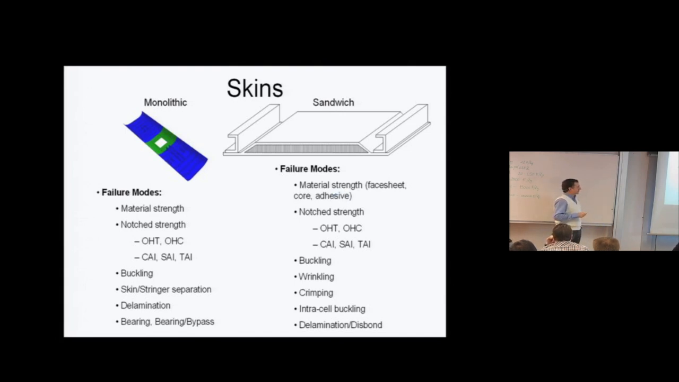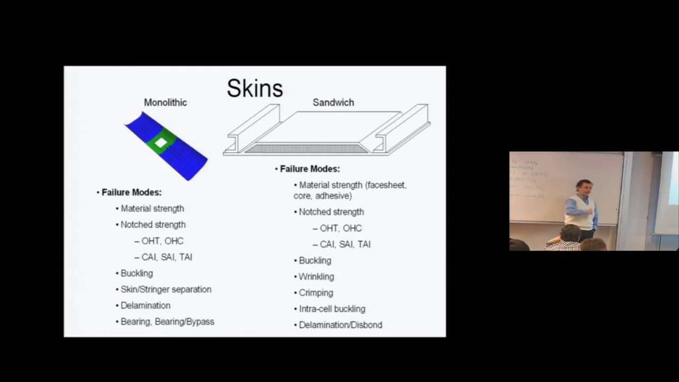So they have what we call the open hole tension, open hole compression, and then compression after impact, shear after impact, or even, in some cases, even though it's not that much of a driver, tension after impact. So once you put this kind of damage, you get a significant drop in strength. We'll see typical numbers and results later on today. And those become now a driver.